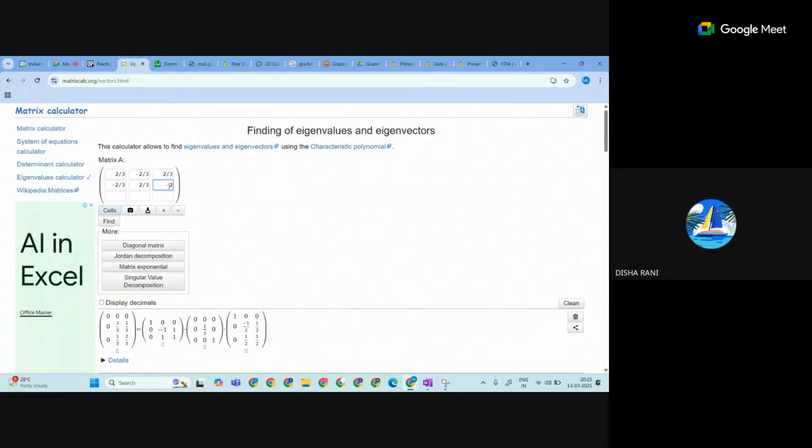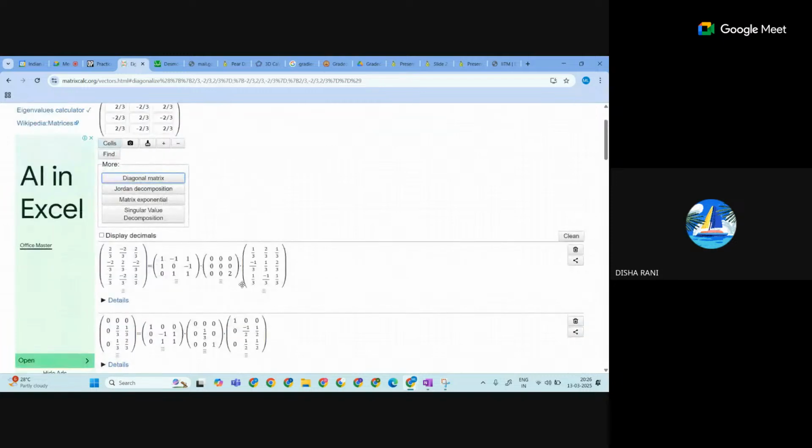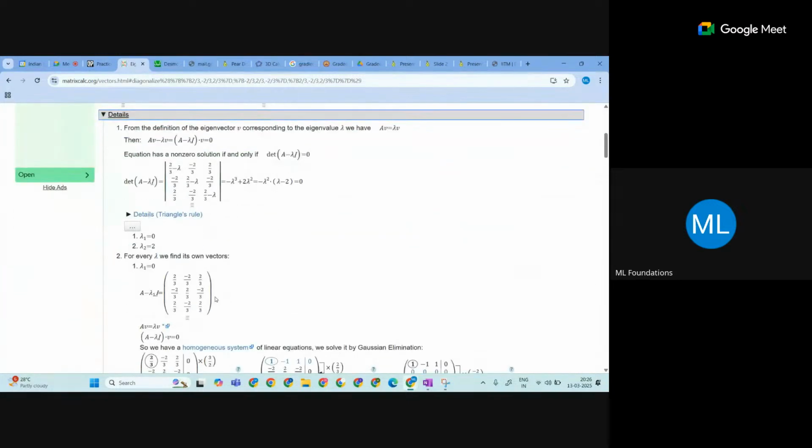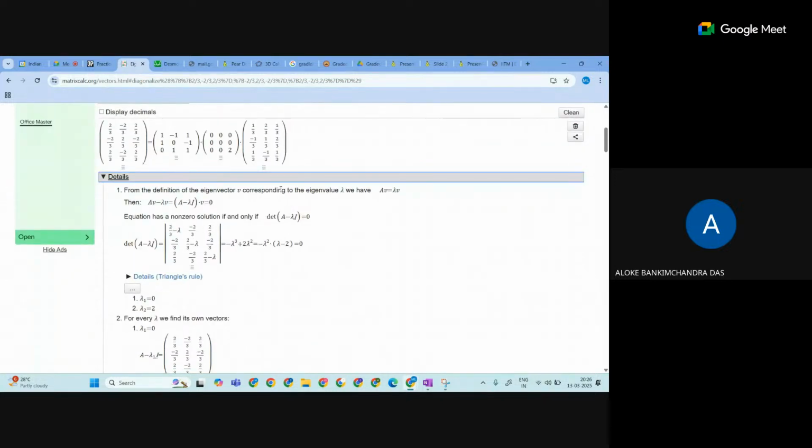Yes, sir. Sir, 2 by 3. This is just 2 by 3. Okay. Minus 2 by 3, 2 by 3. So here the eigenvalues we will get are 0, 0, 2. We'll get only the eigenvalues 0, 0, and 2, and the other one also gives the same 0, 0, and 2.